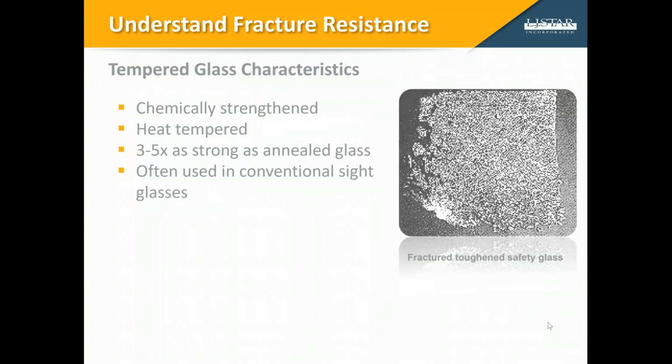In the second method, thermal tempering, annealed glass is heated to approximately 680 degrees Celsius, almost at softening point. The glass is then quenched or cooled with a steady high-pressure flow of compressed air. This process quickly cools the surface, which goes into compression, while the core is allowed to cool more slowly, which then goes into tension. This process makes heat-tempered glass 3 to 5 times as strong as annealed glass.